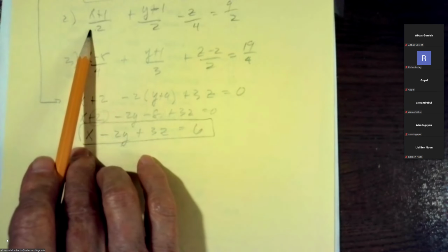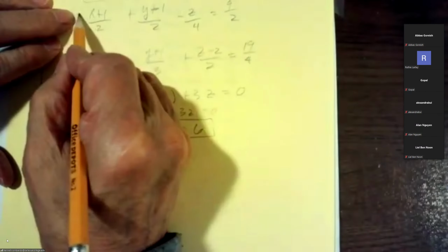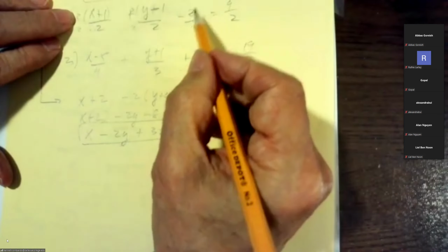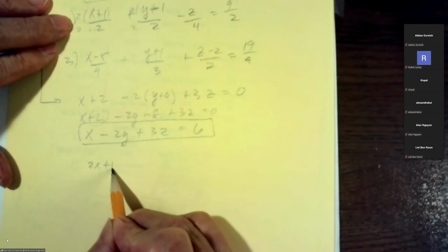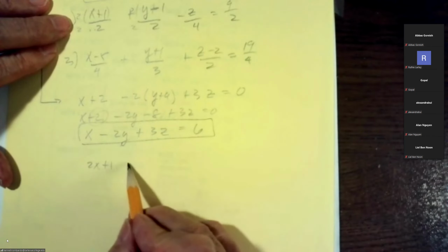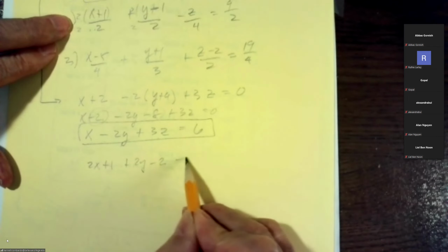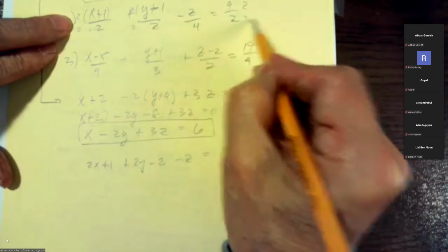How about the second equation? Should we take a look at the second equation in the same manner? Yes. The common denominator would be 4. All right. So multiply this by 2, this by 2. So we'd have 2x plus 1 plus 2y minus 2 minus z equals 18.